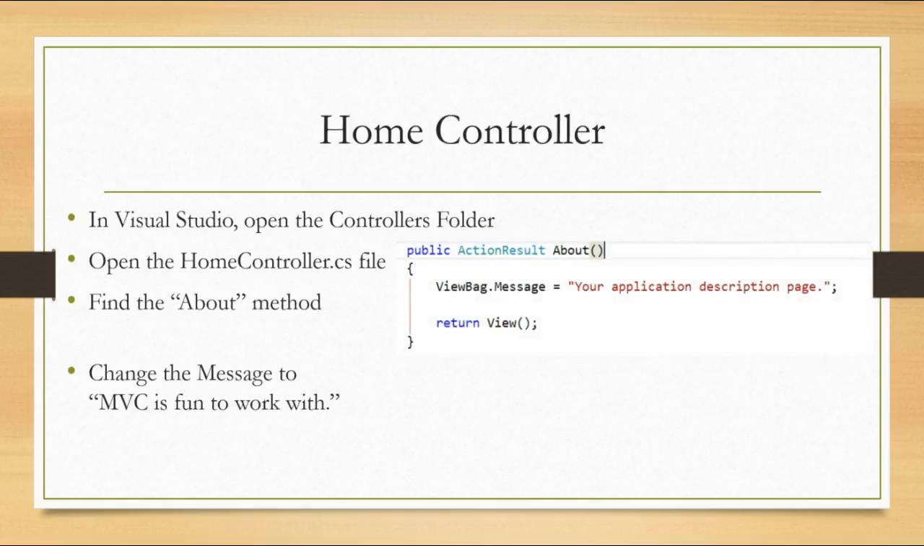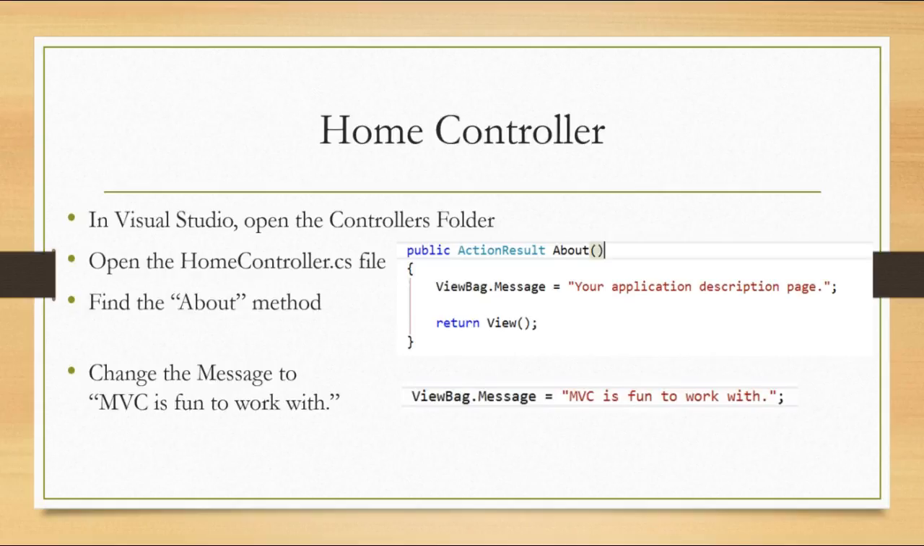All right. So if you look at in the code, if you look at the About action in the home controller. Now, remember we're looking at in the Visual Studio, under controllers, there's a controller called the home controller. All right, so we will open the home controller. We go to the About method, and we see this code here. ViewBag.Message equals "Your application description page." We're going to make a slight change here. We're going to say "MVC is fun to work with."